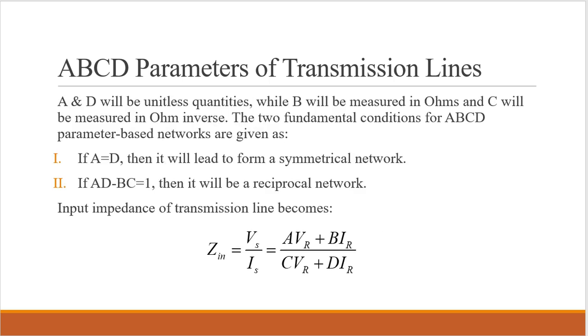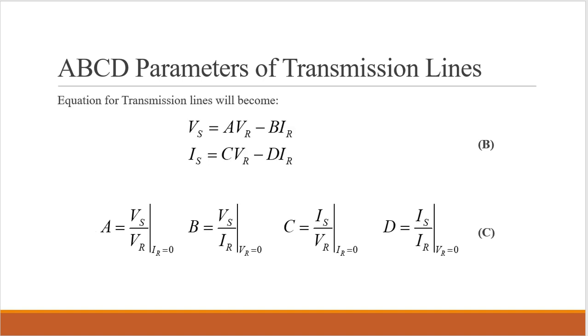After it, let me tell you that A and D are both unitless quantities, while B is measured in ohms and C is measured in ohm inverse. How? Because this is volt and this is volt, so volt and volt get cancelled, and this becomes a unitless quantity. Likewise, here I have Is and Ir, ampere divided by ampere, both of these quantities get cancelled, and in the result I have no unit.